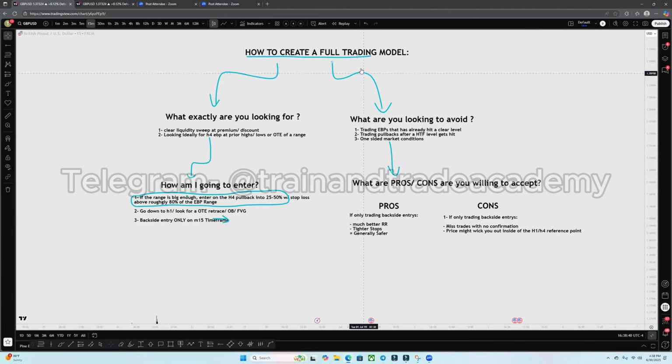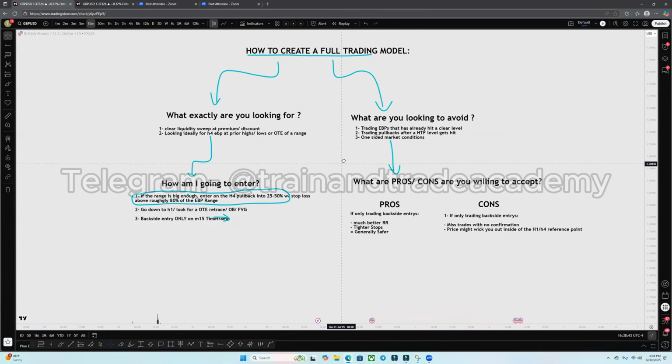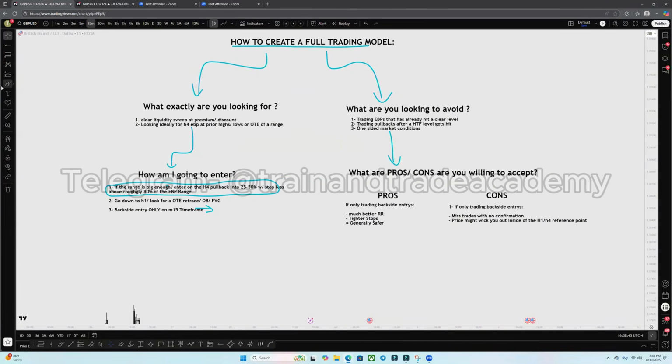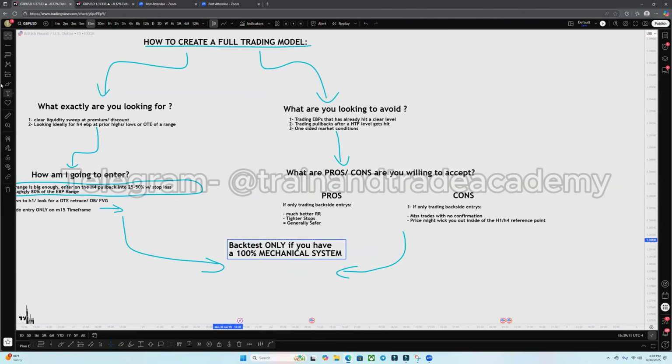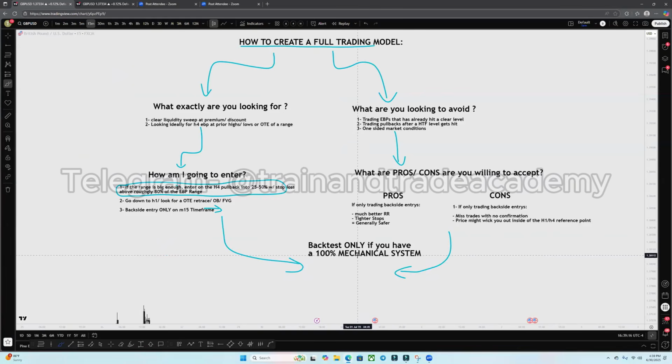So I'm going to wrap it up in terms of how to create a full trading model. Once you figure out what it is that you want to trade, you go into the next stage, which ties it all together. You're ultimately going to have to do two things. If it's super mechanical, where there's zero ambiguity, you could backtest, but only if you have a 100% mechanical system. This is a problem with backtesting: if you have a little bit of discretion, it's going to depend on a lot of different variables, unless you have every single variable defined.